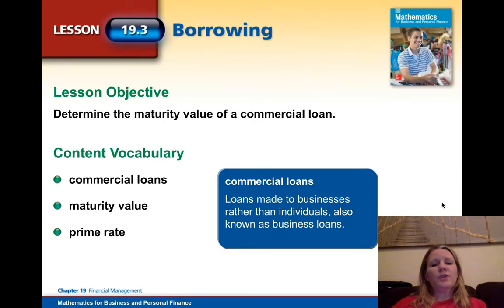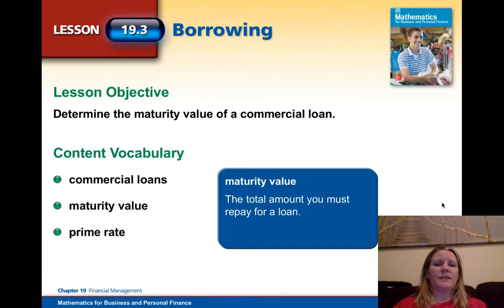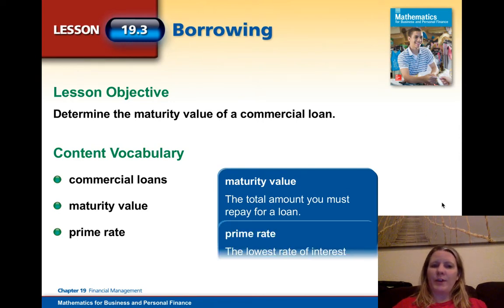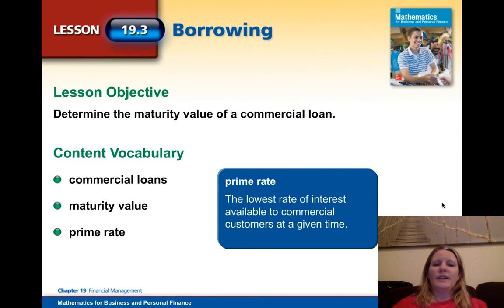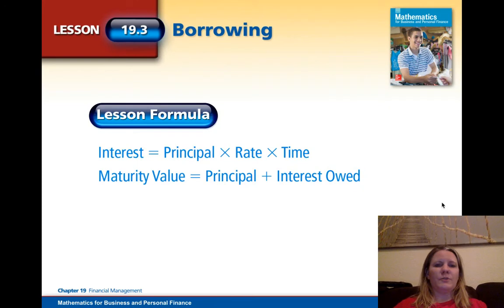A commercial loan is made to businesses rather than individuals, and business loans tend to be kind of safer to take out and have lower interest rates. Maturity value is the total amount you must repay for a loan, so remember that you're going to have some interest in there, not just your principal. And the prime rate is the lowest rate of interest available to commercial customers. So you want to take a look at prime rates when you are thinking about taking out a loan, because you want to get a rate that's as close to that as possible to save some money.